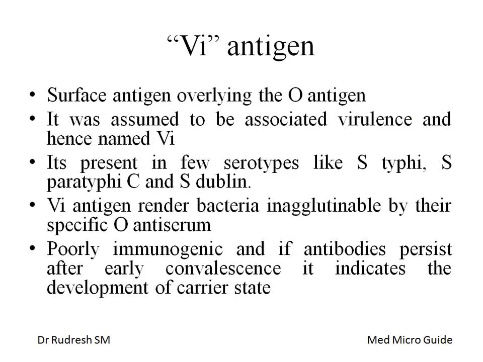There is one more antigen known as the Vi antigen. The Vi was named because it was earlier assumed to be associated with virulence. It usually overlies the O antigen and is present in a few serotypes like Salmonella typhi, paratyphi C and Dublin. The Vi antigen renders the bacteria inagglutinable by their specific O antiserum, and it is also poorly immunogenic. If you find antibodies against the Vi antigen even after early convalescence, it indicates that the person is developing a carrier state.